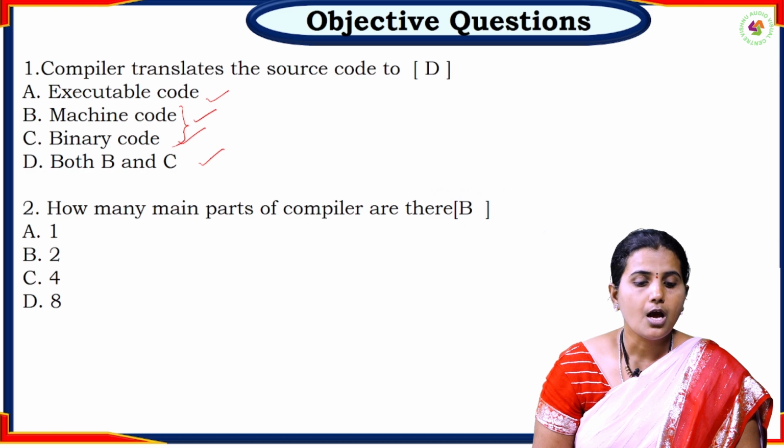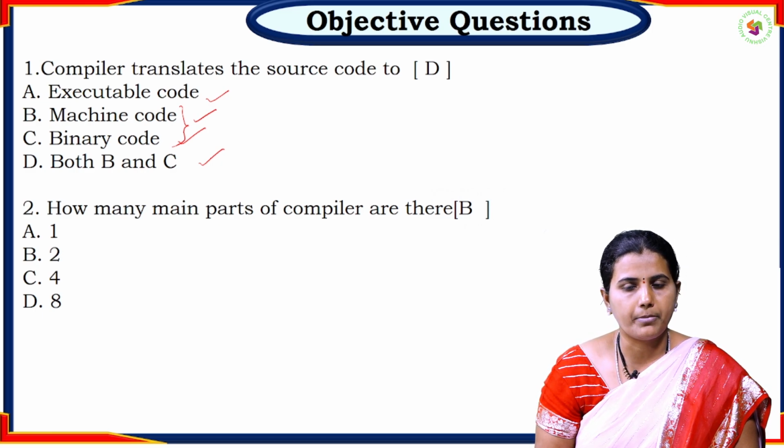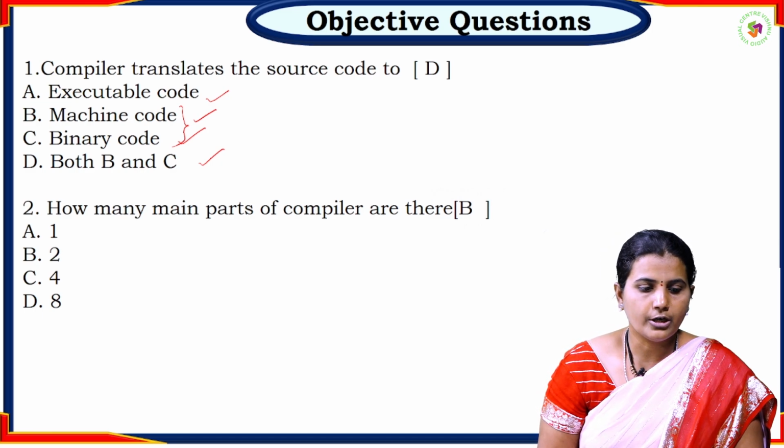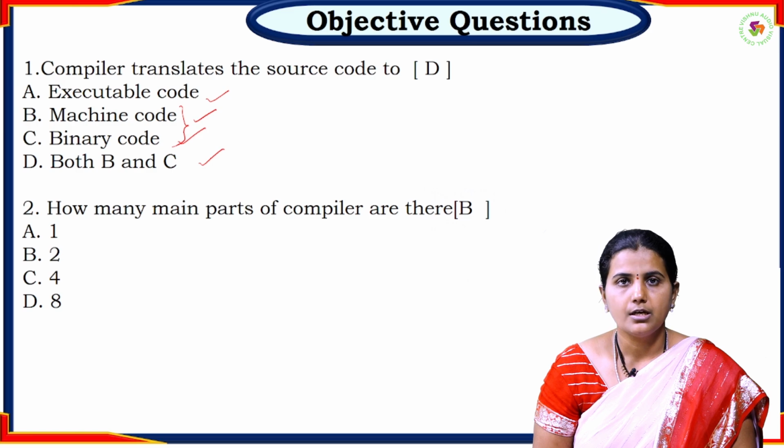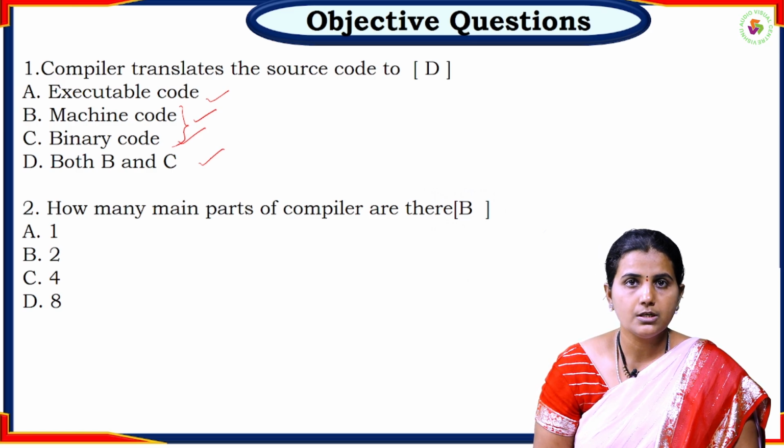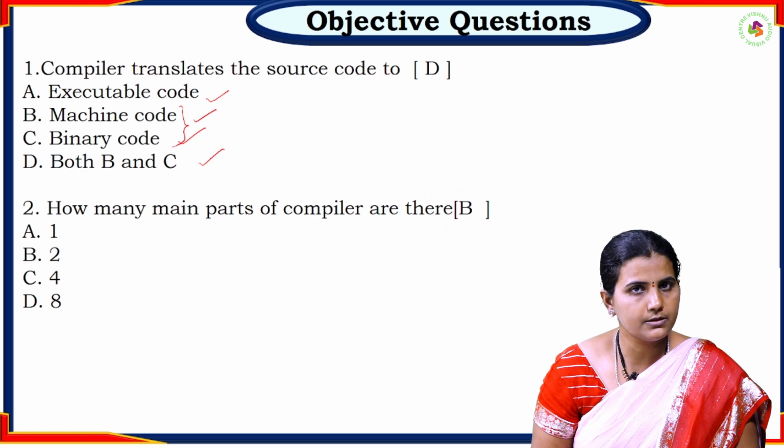The second question: how many main parts of a compiler are there? 1, 2, 4 or 8. Only 2. Why? Because there is a synthesis phase and an analysis phase.